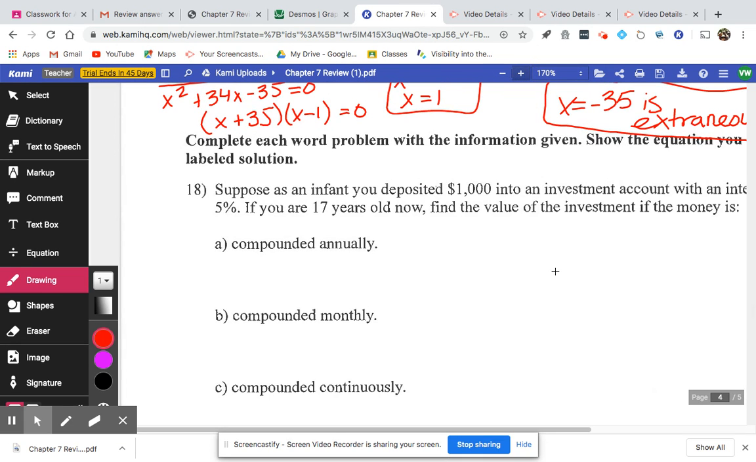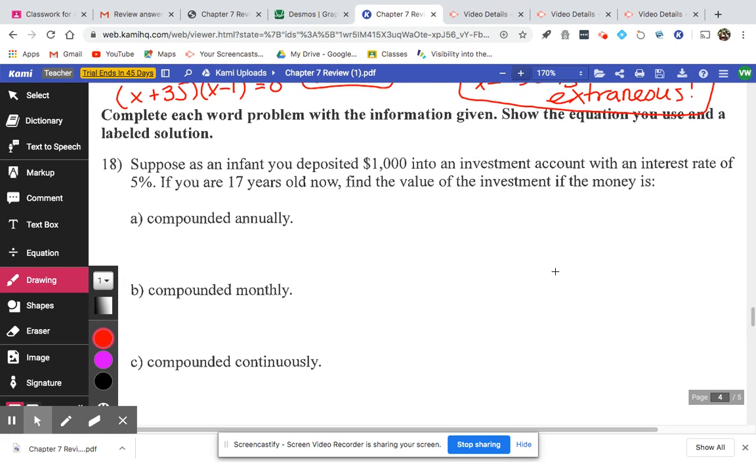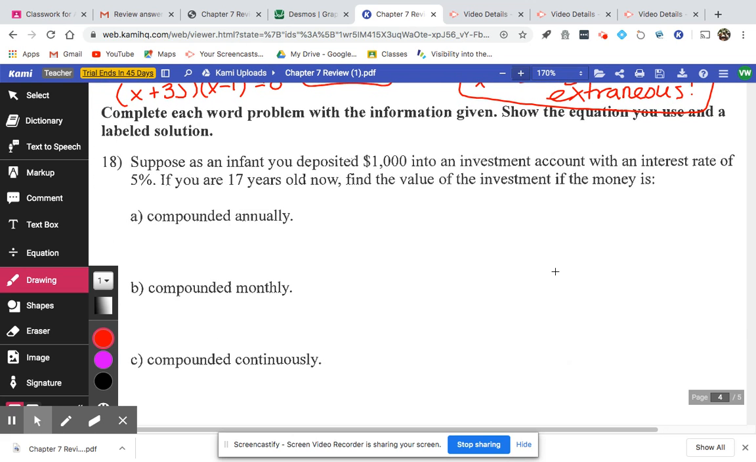And we are going to start looking at number 18. Suppose, as an infant, you deposit $1,000 into an investment account with an interest rate of 5%. If you're 17 years old now, find the value of the investment if the money is A, compounded annually. So this is compound interest. I'm going to use that formula, and I'll put V for value.